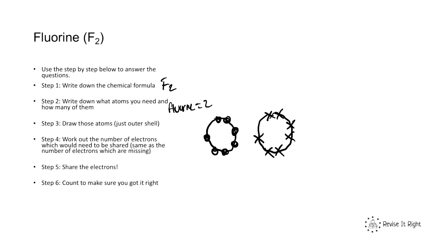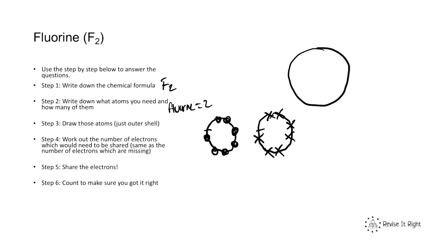Now, step 4, work out the number of electrons which would need to be shared, i.e. to gain that full outer shell. This fluorine obviously needs 1 electron, this fluorine also needs 1 electron. Therefore, they need to share 1 electron each. Okay, so let's share those electrons.